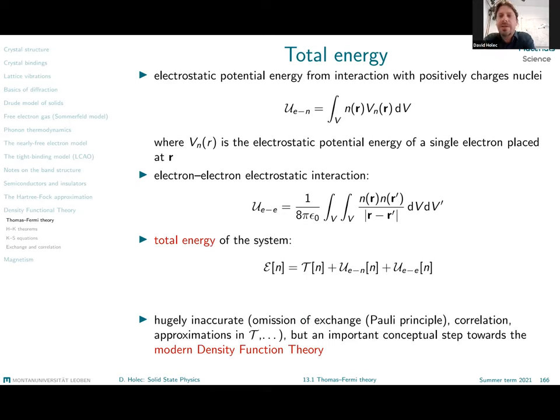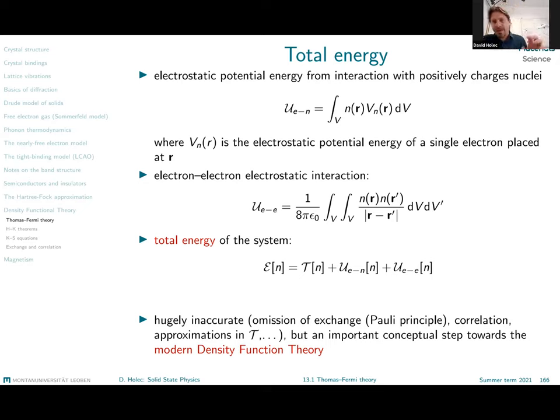All our interactions are purely classical, right? We have here just the electrostatic interaction between electrons, so no quantum mechanical interactions at all. Also, our kinetic energy is approximated by the total energy of a non-interacting gas at zero Kelvin. Is this fine or not? Well, most likely not, right?